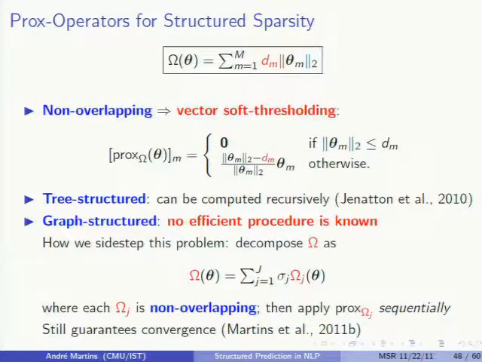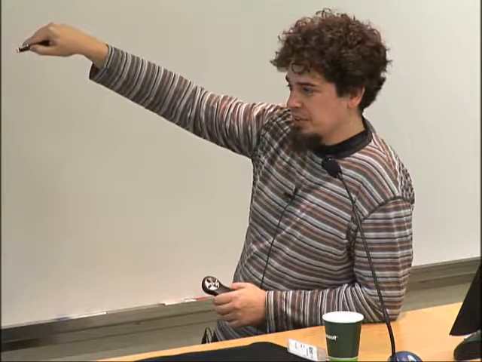So in the graph-structured case, we cannot compute the proximal step. But we show in the AI Stats paper that you can still guarantee convergence, even if you don't compute the proximal step exactly. And if you can rewrite the regularizer as a sum of non-overlapping regularizers, you can apply sequential proximal steps. This is not going to be the same as the proximal step with respect to omega, but the algorithm will still be convergent.